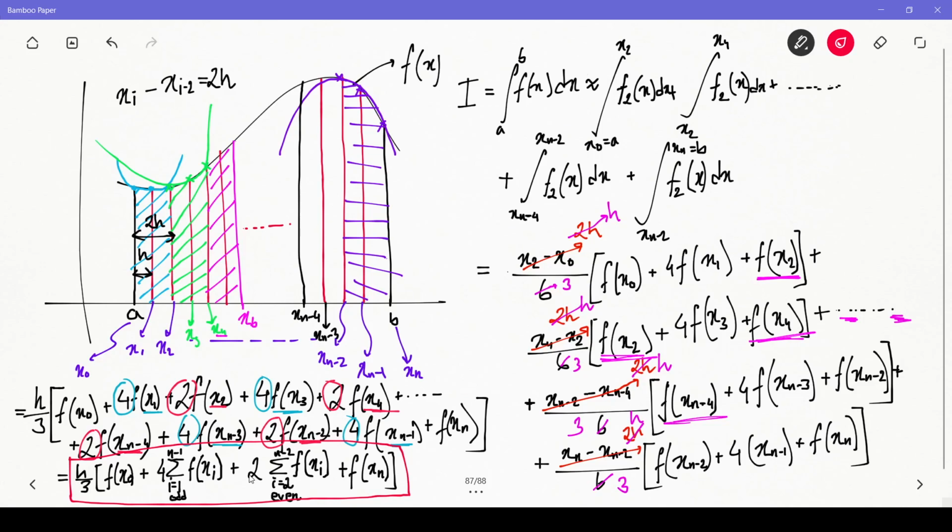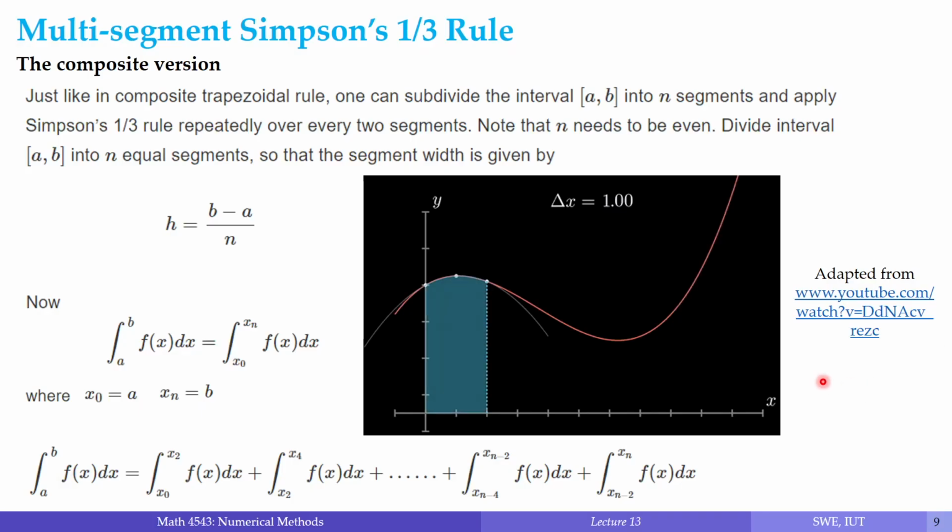Okay, this is the first multi-segment Simpson's rule that we have just learned. Let's try to now apply it to an example. Let's go back to our presentation and see how we can apply this formula to an example. Okay, fine. Now that we are back to the presentation, let's proceed.